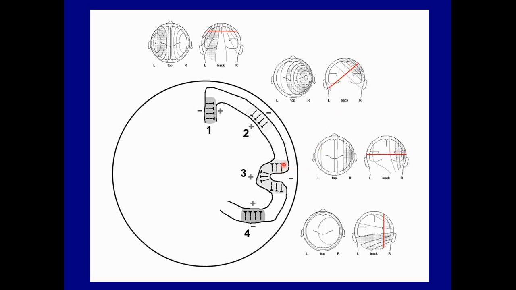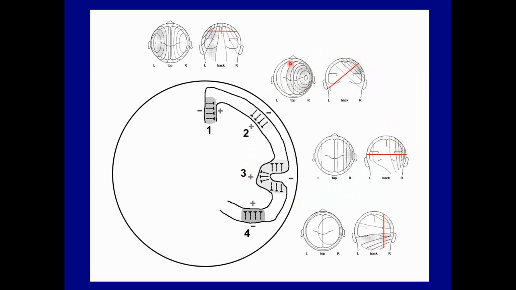This is the simplest possible source configuration, and in this sort of configuration, indeed, the source is directly under the maximum negativity. Source 3 is a little more complex because it involves a sulcus, and when you have two sides of the sulcus active at the same time, their field cancels out, leaving the bottom of the sulcus to predominate, producing another radial field.